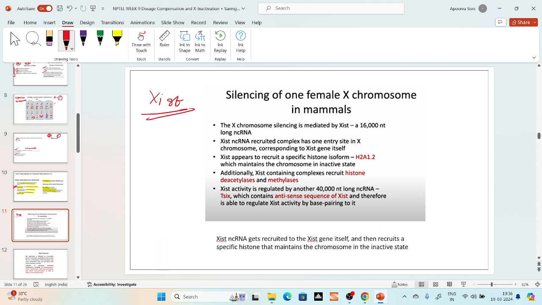XIST. In whatever way you want to pronounce it, that's up to you. So this X chromosome inactivation takes place with the help of this XIST non-coding RNA.